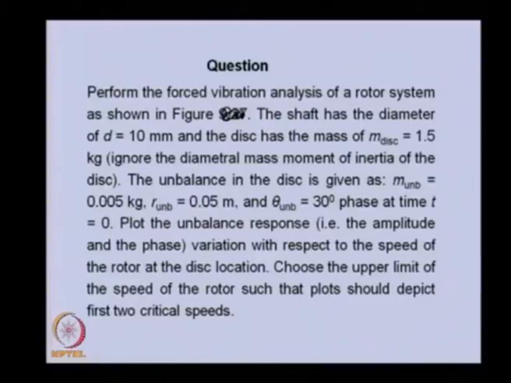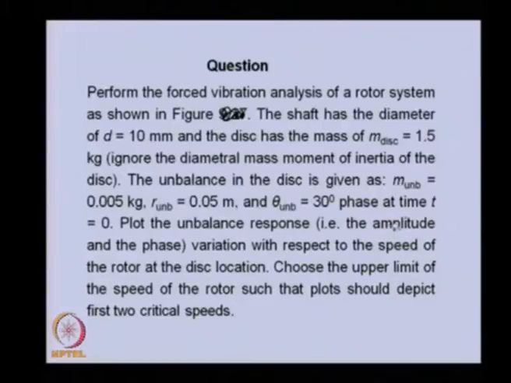Now, we need to plot the unbalance response with speed. That means how the amplitude of the response at one particular location, let us say at the disc location, changes with speed, because we expect that whenever the speed meets the natural frequency, there will be resonance. There we expect very high amplitude of vibration. Even we expect some kind of change in the phase information.